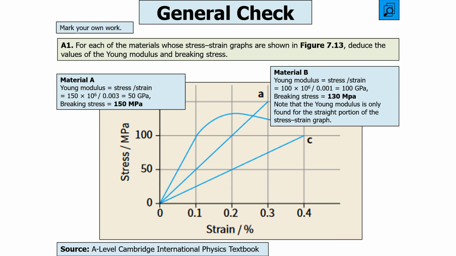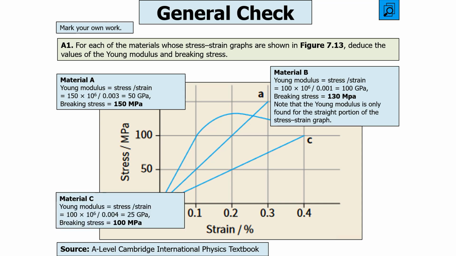So therefore you've got to do the stress of the straight line section, which goes up to 100 megapascals, so that's 10 to the 6, divided by the strain there to get 100 gigapascals, and again the breaking stress is the highest value it goes to, which you can see to be about 130 megapascals. Then again for material C, it's the stress over strain, so the gradient of the straight line section, so it's 25 gigapascals, and the breaking stress is the highest value, 100 megapascals.